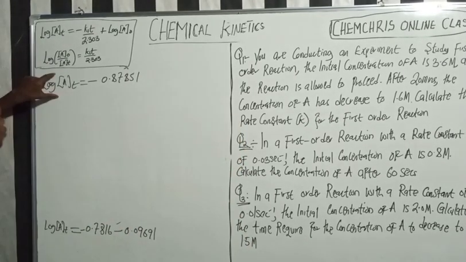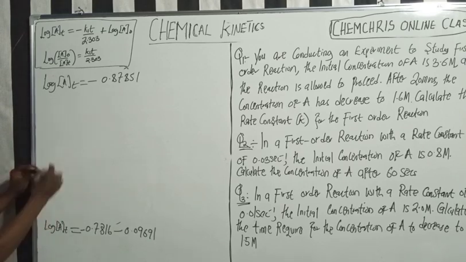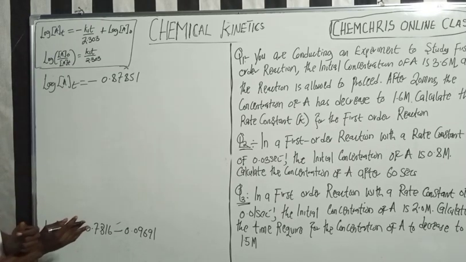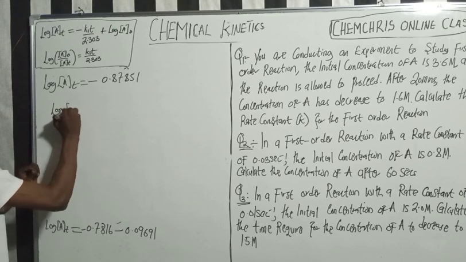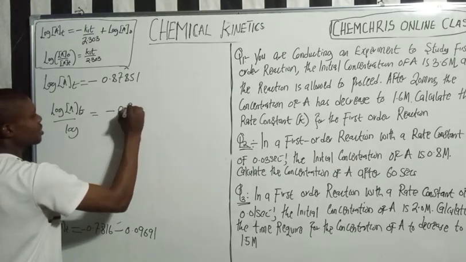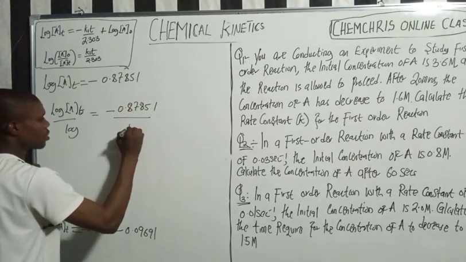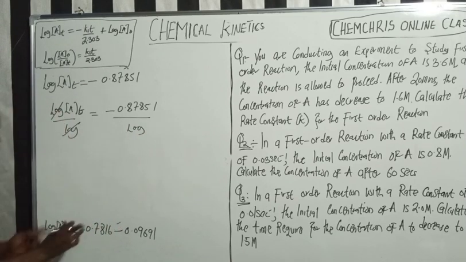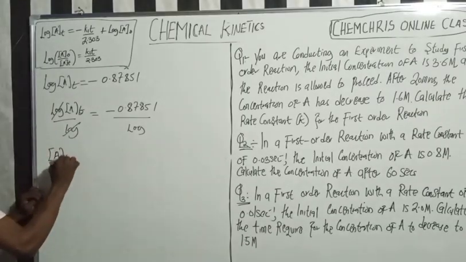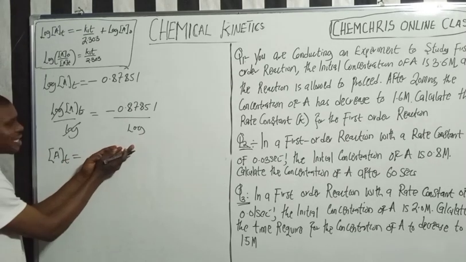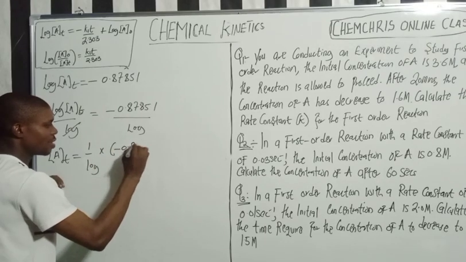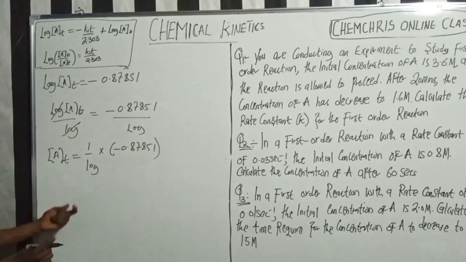Now, here we have log, right? Our main aim is to look for the final concentration. So what we want to do is divide both sides by log. If you divide both sides by log, here we have log A_t over log equals minus 0.87851 over log. So this goes out, this guy here. Let me write this out. A_t equals, this will also be written as 1 over log times minus 0.87851. It's okay.